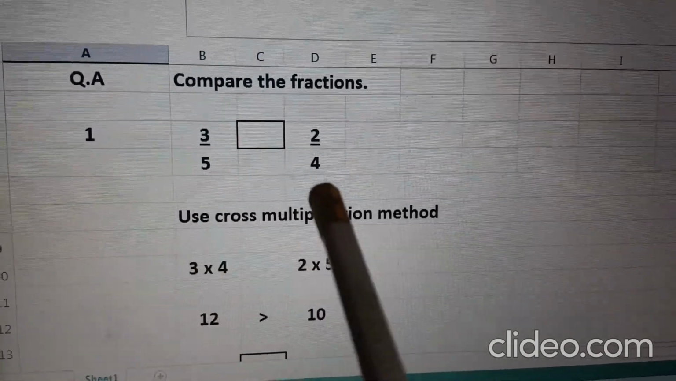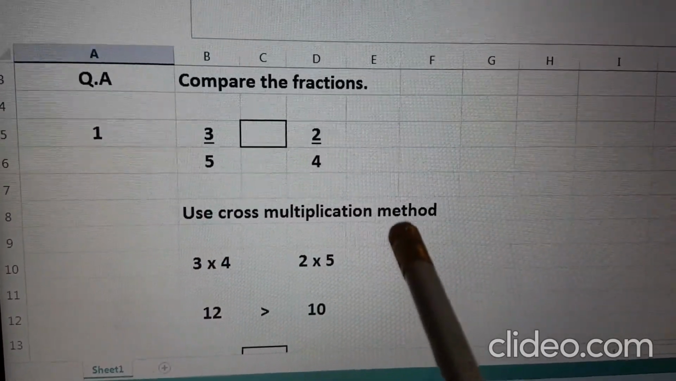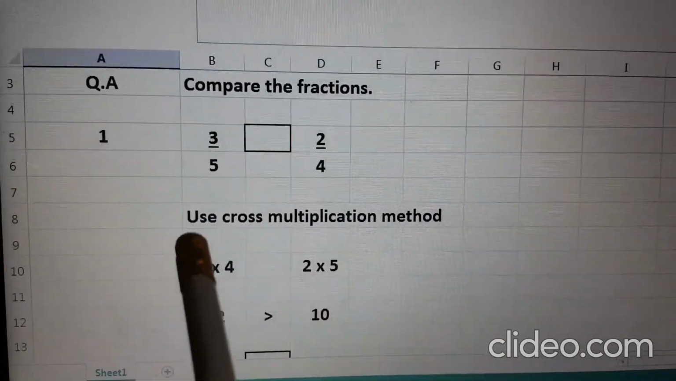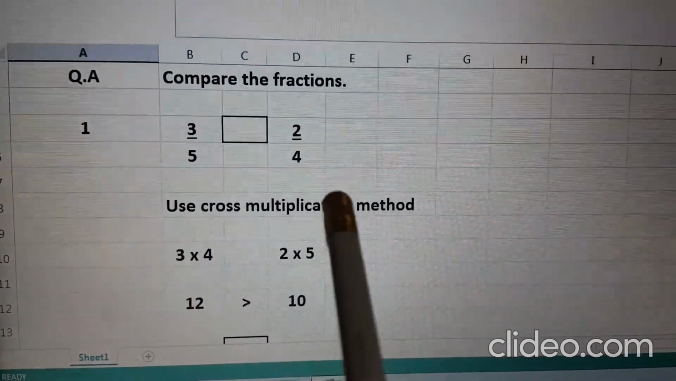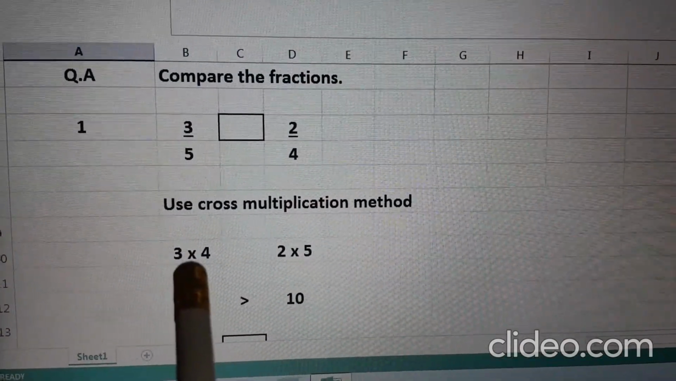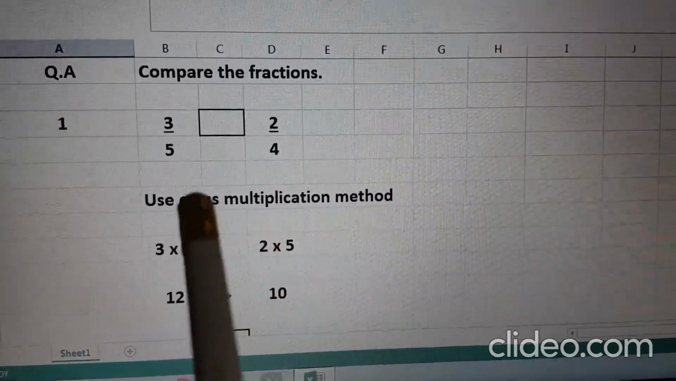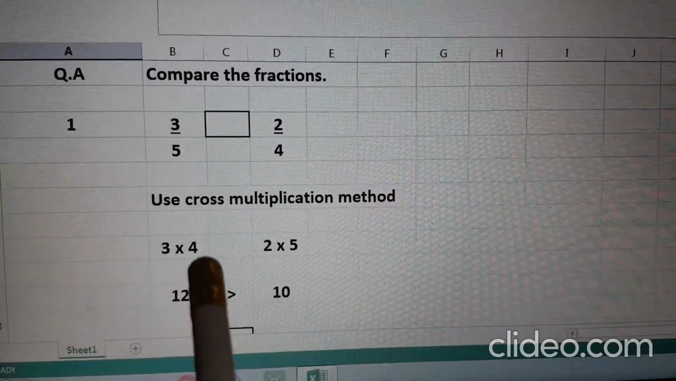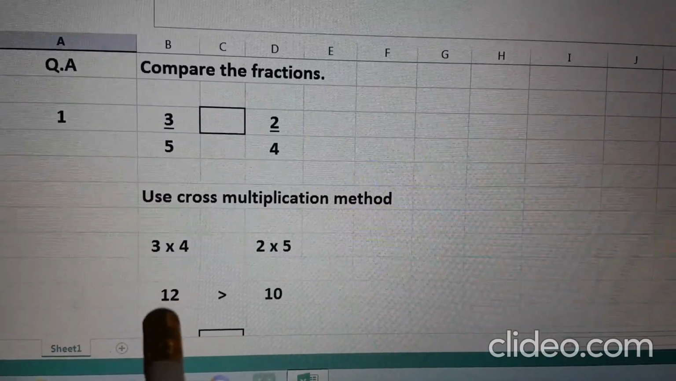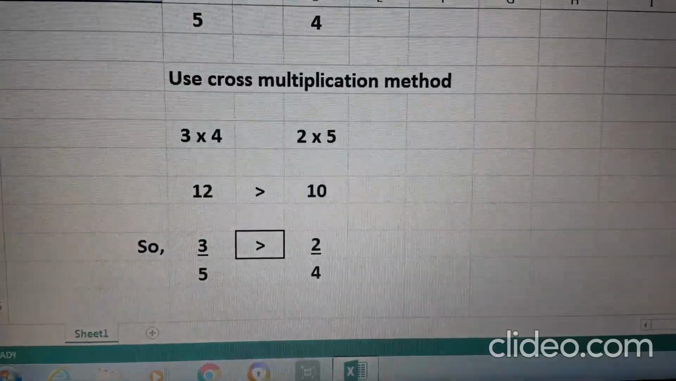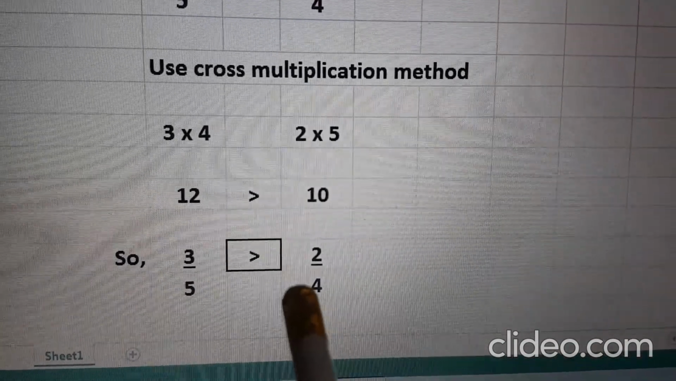When denominators are different, we use cross multiplication method or we take LCM. Here it is convenient to use cross multiplication method. So numerator and denominator we will multiply. So 3 into 4 is 12 and 2 into 5 is 10. So which one is greater? 12 is greater than 10. Then we say 3 by 5 is greater than 2 by 4.